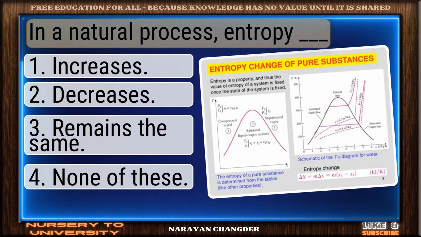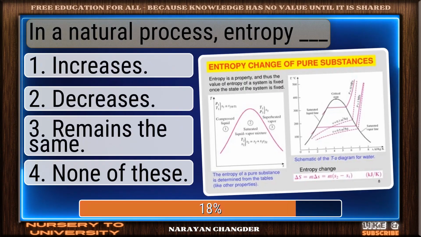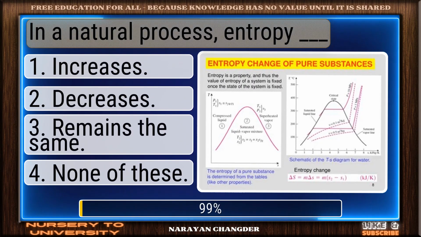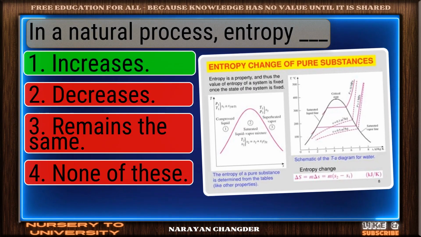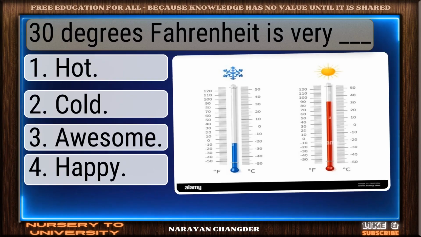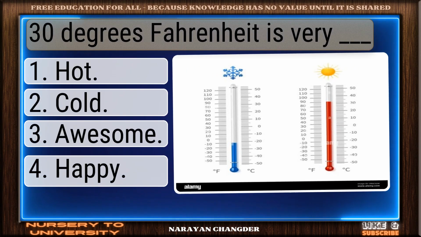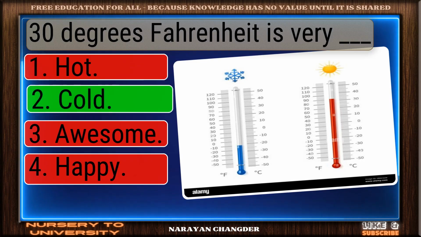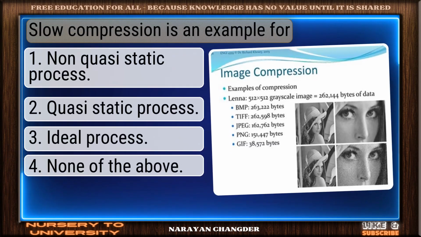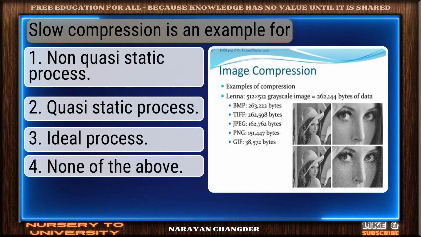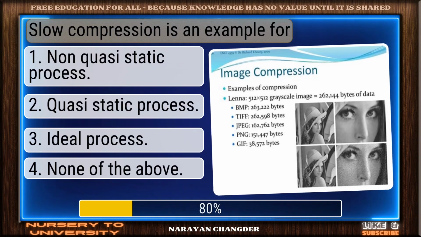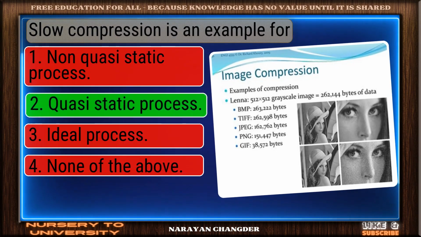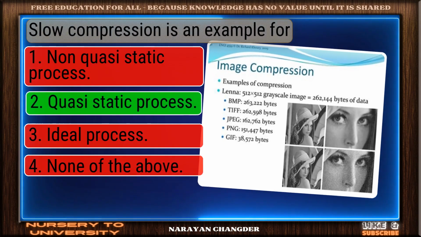In a natural process, entropy dash. Excellent choice. Increases is the right answer. 30 degrees Fahrenheit is very dash. On track. Cold is the correct answer. Slow compression is an example for. Solid response. Quasi-static process is a valid choice.